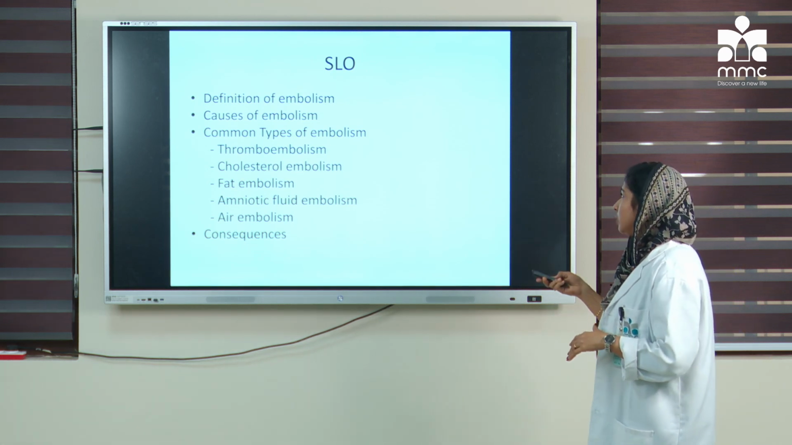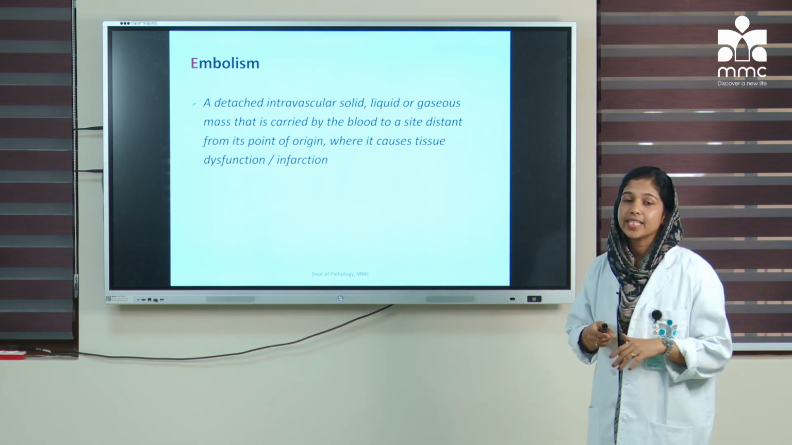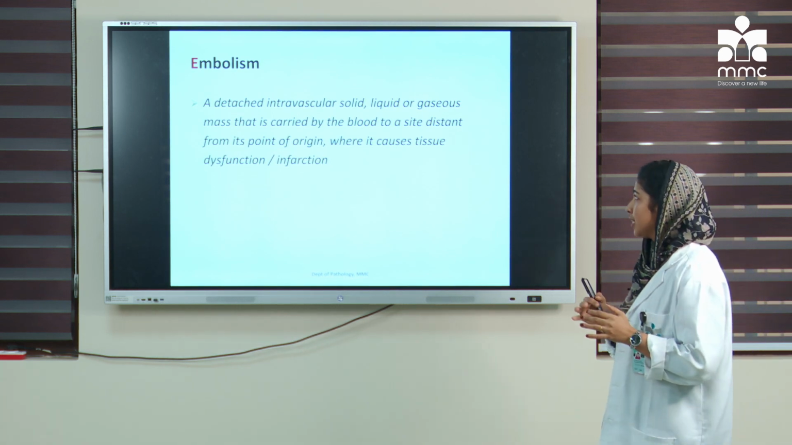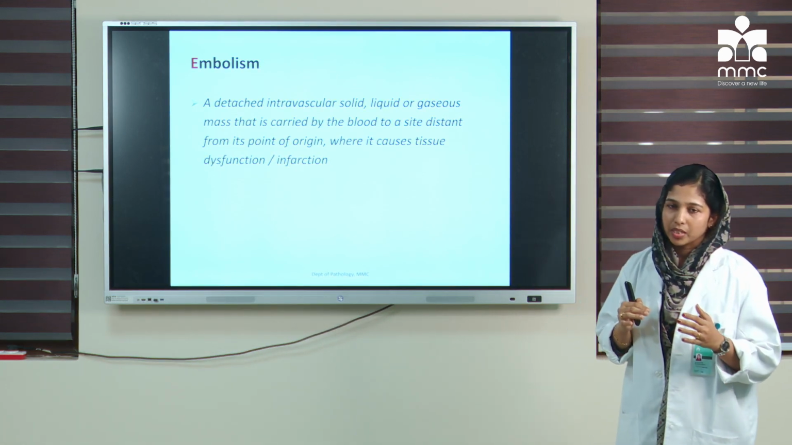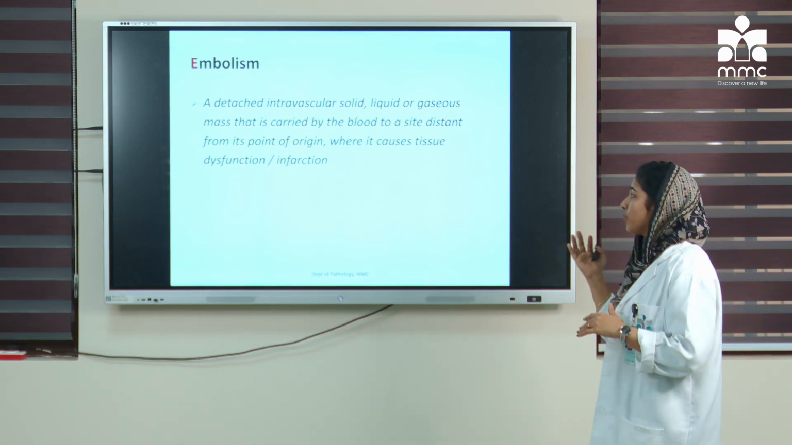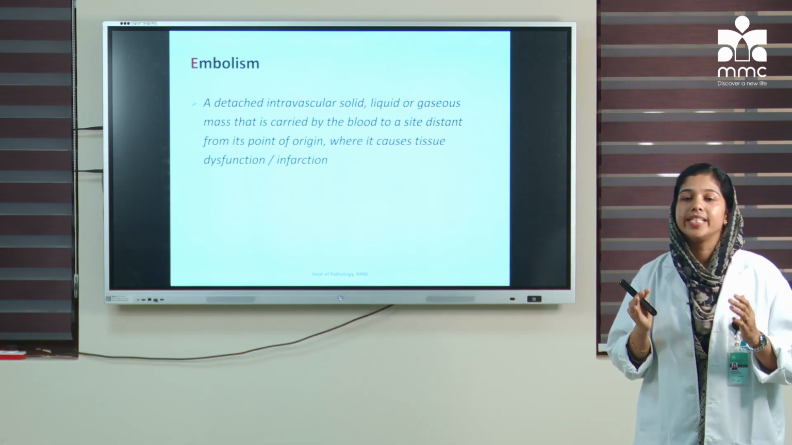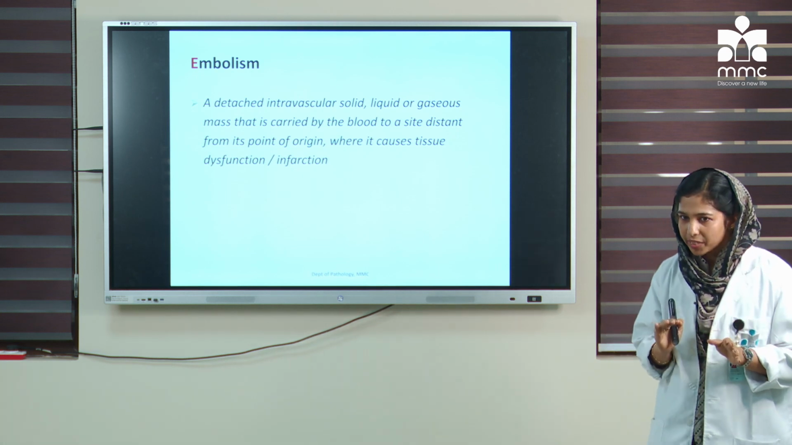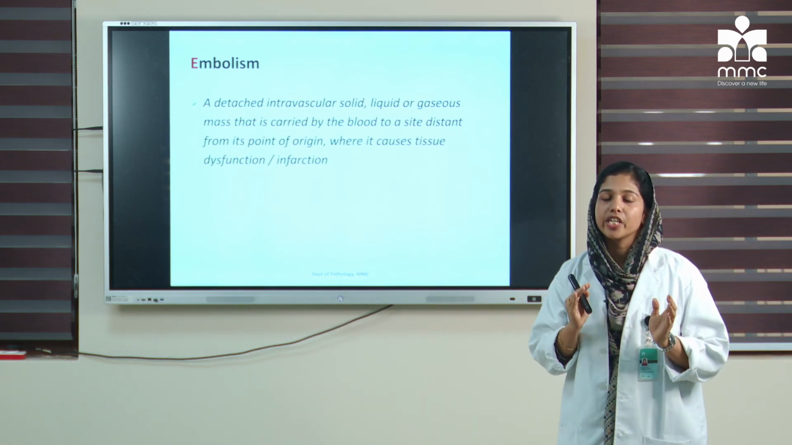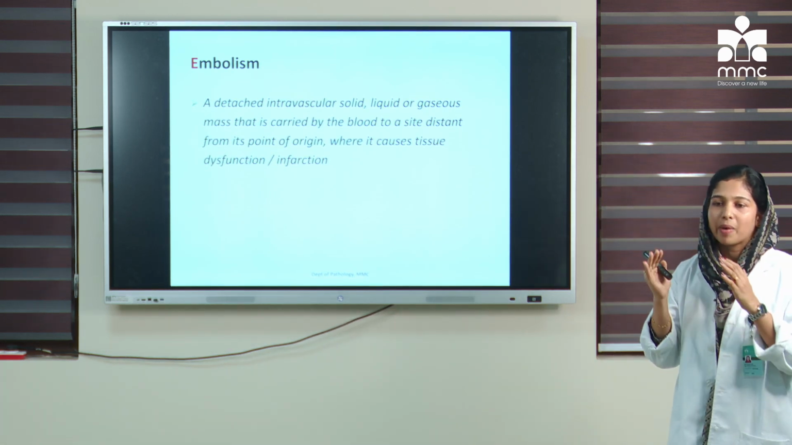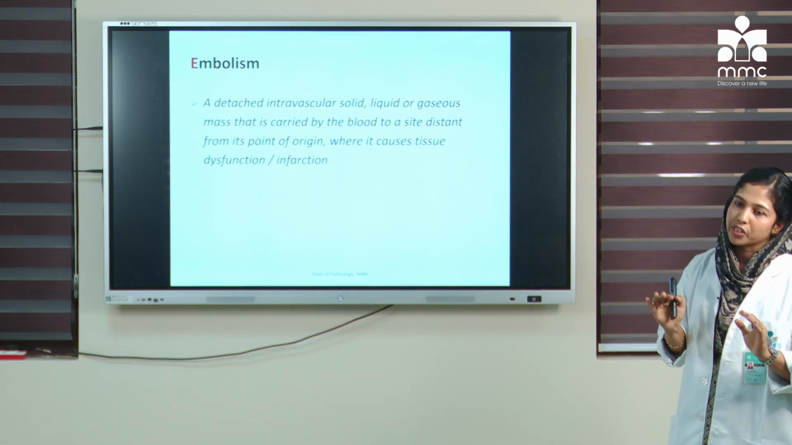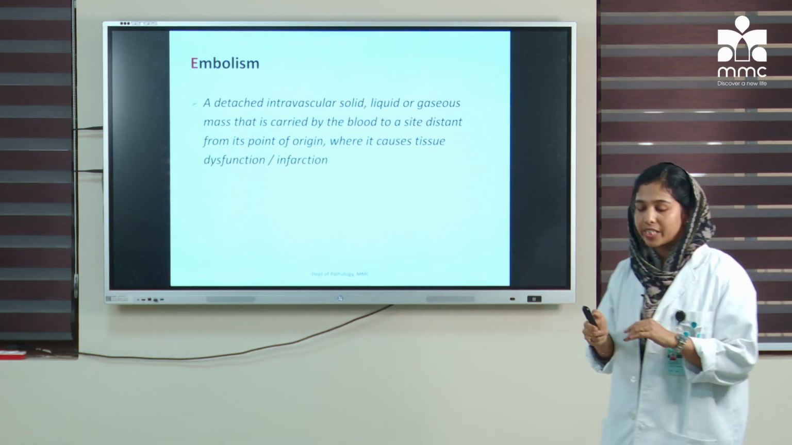Okay. So the definition of embolism: it is a detached intravascular solid, liquid or gaseous mass that is carried by the blood. Okay. It is carried by the blood to a site distant from its site of origin. And what happens to that site? It causes dysfunction or infarction to the site. Okay, so this is the definition of the embolism. It can be a detached solid, gaseous or liquid mass and it is carried by the blood from its site of origin to a distant site where it causes dysfunction or infarction. Infarction means cell death. It is an ischemic type of coagulative necrosis.